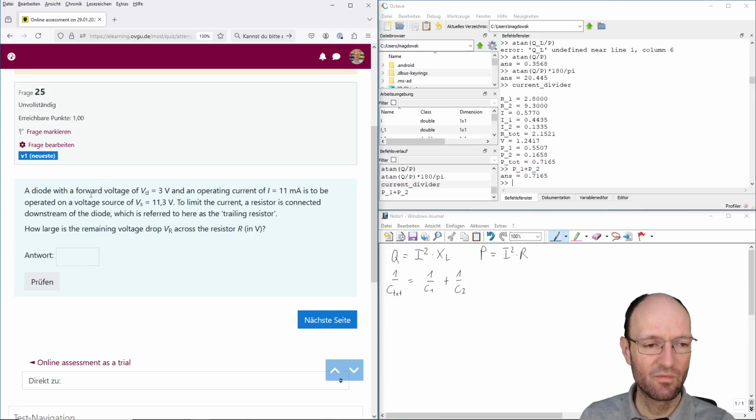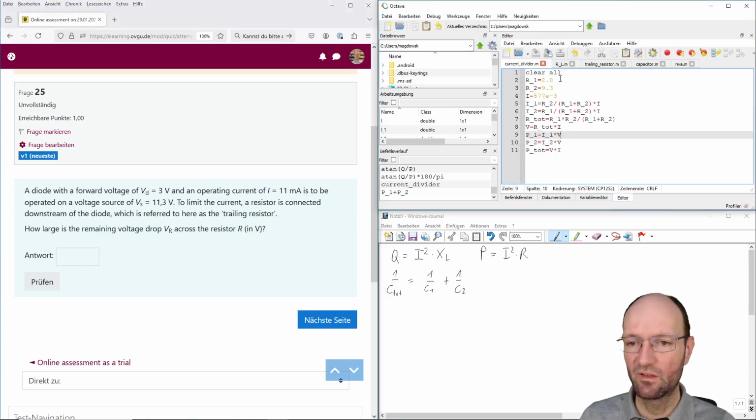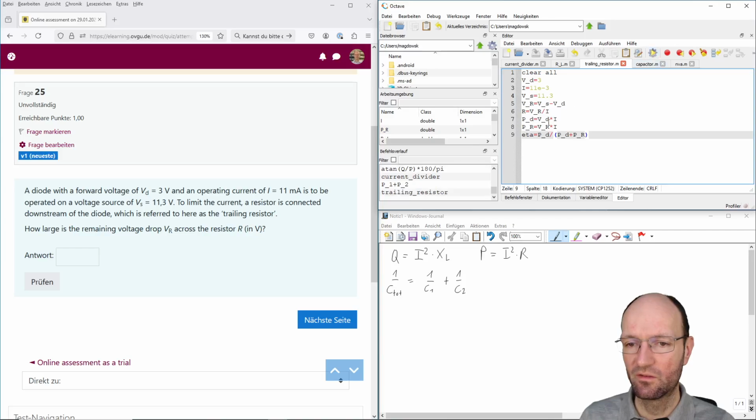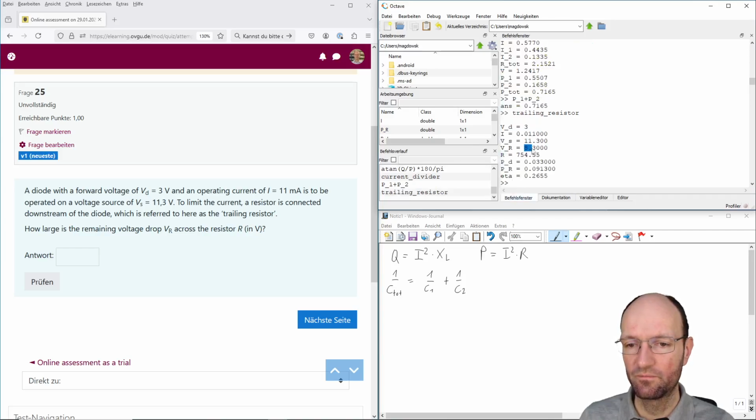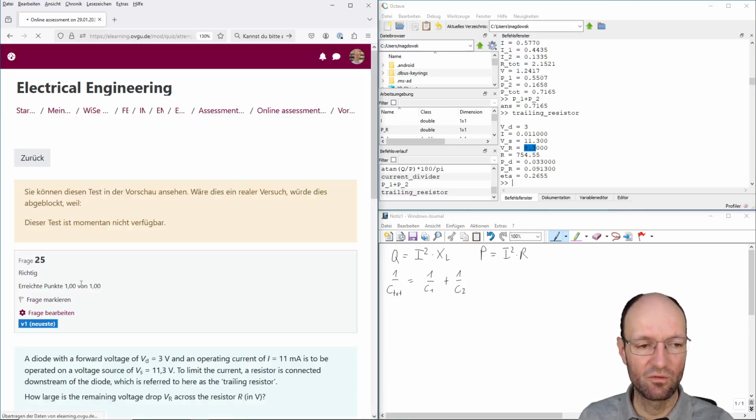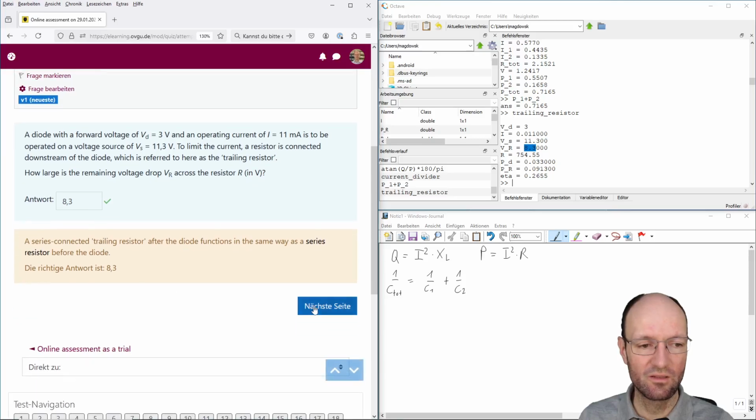25th question. Once again related to the diode, what is the remaining voltage drop across the resistor? I think we had already calculated this. This was this VR, just the difference. 11.3 minus 3 is 8.3, so this is also correct.